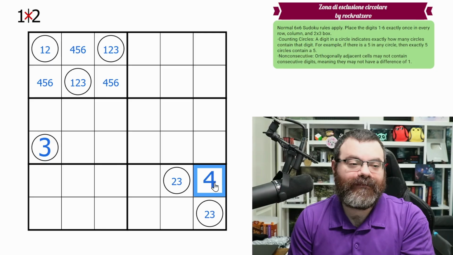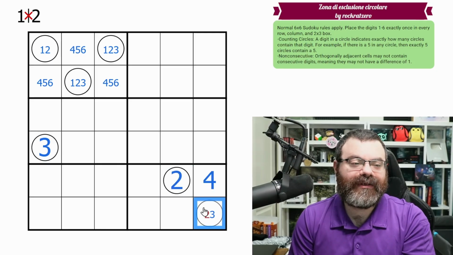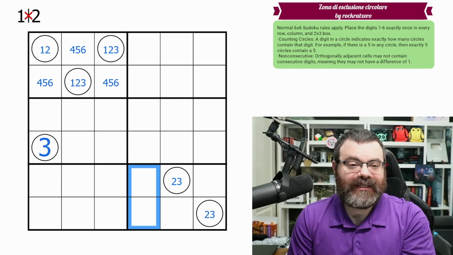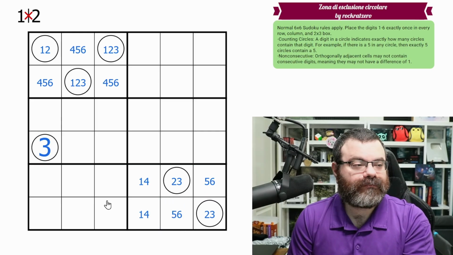If this was, say, a 4, then it's going to end up next to a 3, because one of these 2 will be a 3. Whether it's 2, 3 like this or 3, 2 like that, the 4 will be next to it. So we can't put the 1 or the 4 here, making this a 1, 4 pair. And then this is the remainder 5, 6.